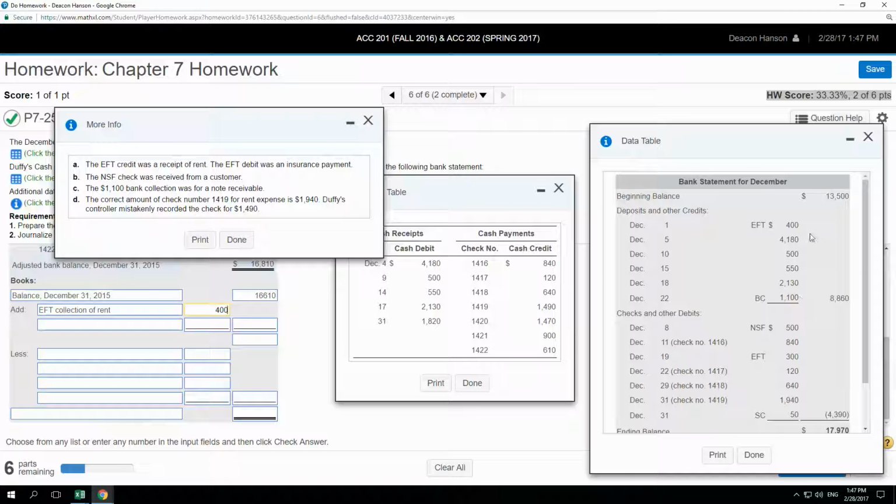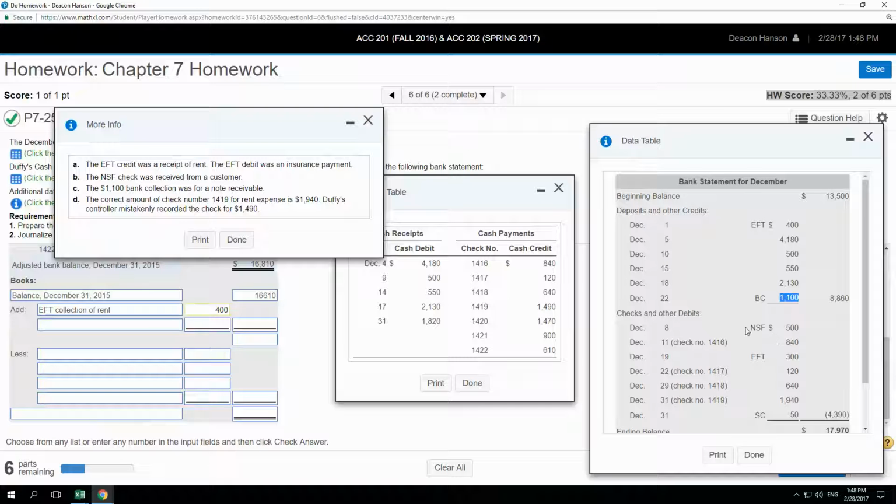Okay. Then we move on. And realize we could have been doing this simultaneously. We could do bank and book at the same time because we're looking at the same documents. But I'm walking you through this, so there's going to be a little bit of redundancy. The 4,180 is there, 500 is there, 550 is there, 2,130 is there. Now, 1,100 is not on our books. So that's something else we're going to add.